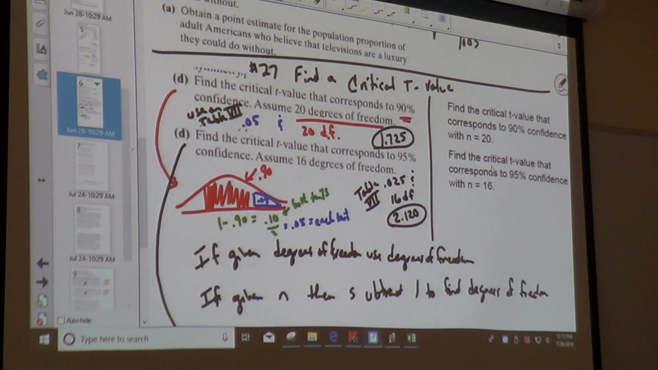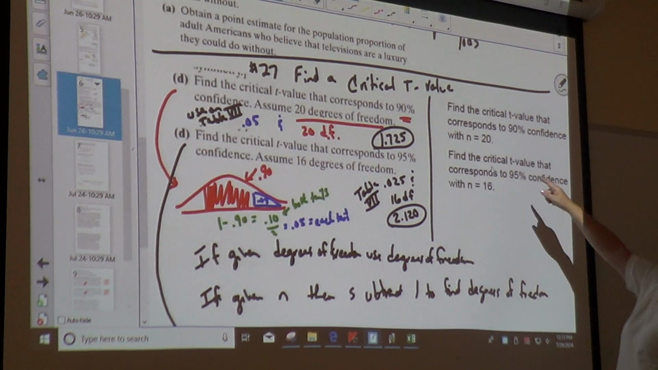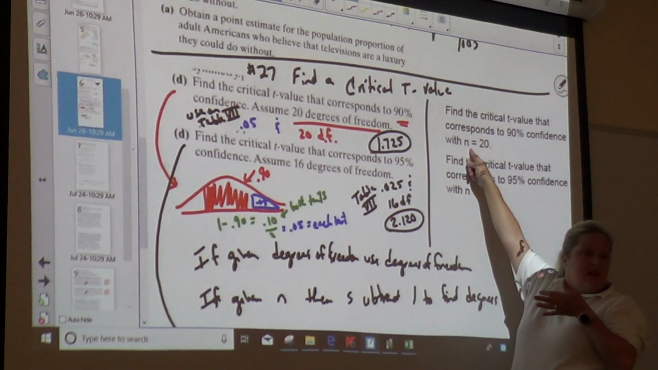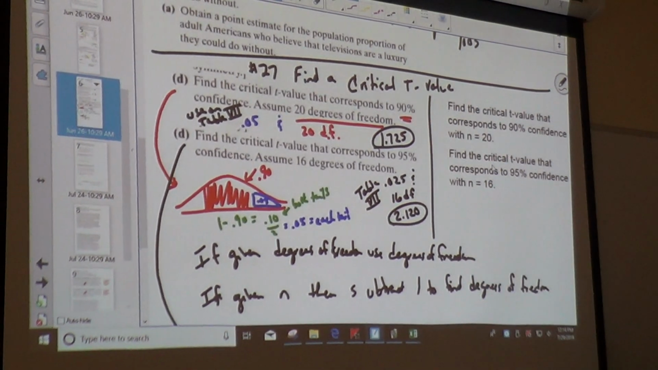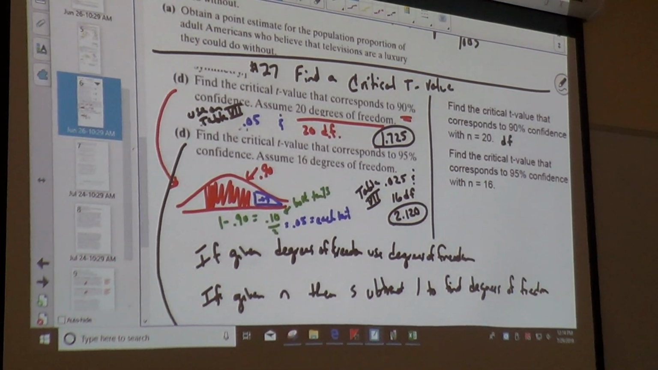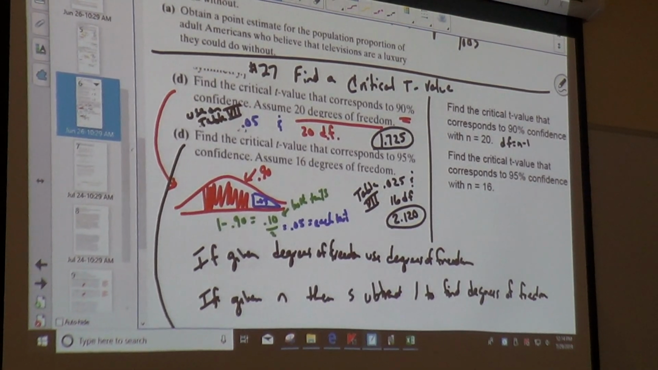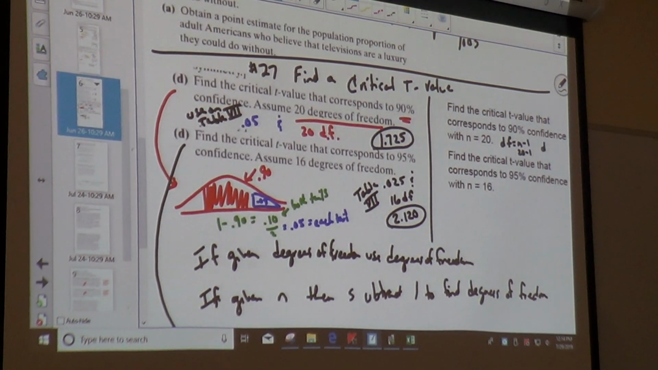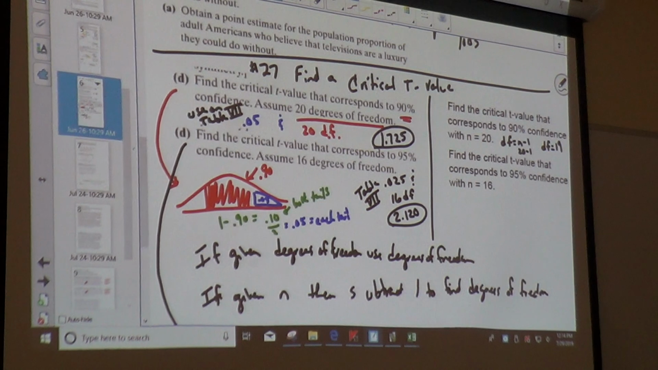Now, the only difference over here is because they didn't give you the degrees of freedom, you're going to have to subtract 1 off of it. So to get your degrees of freedom, it is n minus 1. So you're going to do 20 minus 1, so your degrees of freedom are going to be 19.